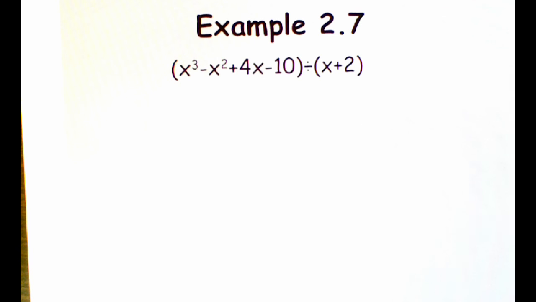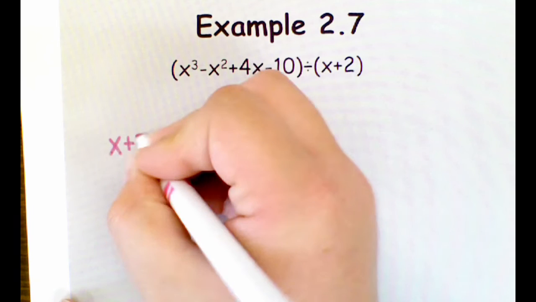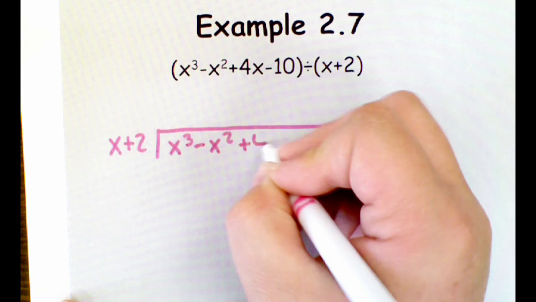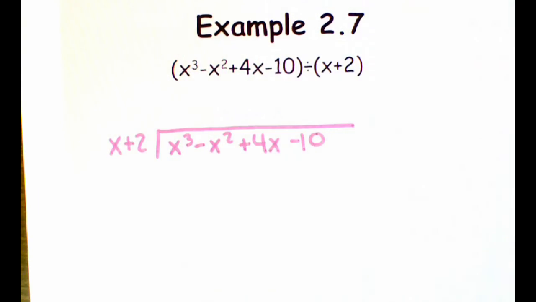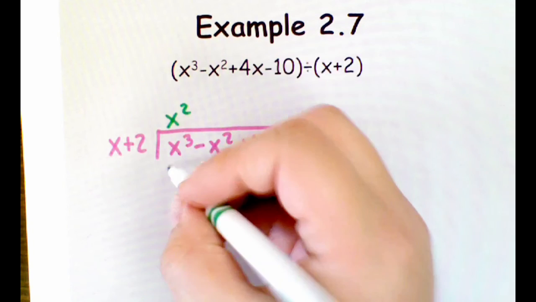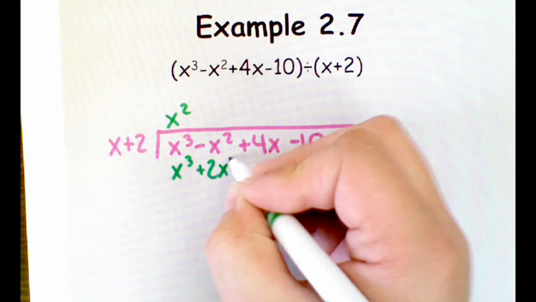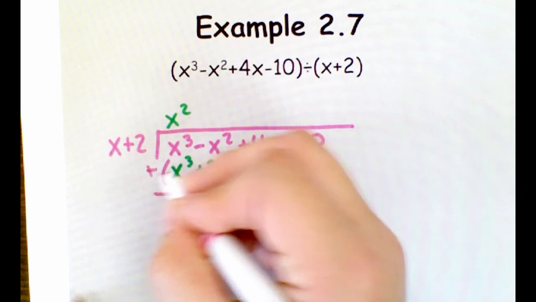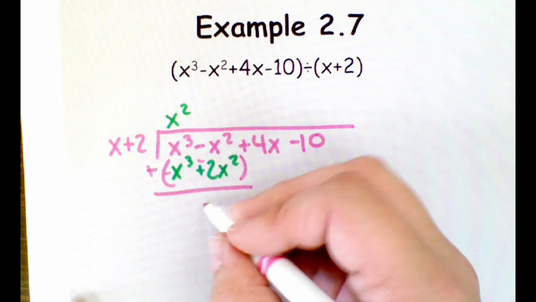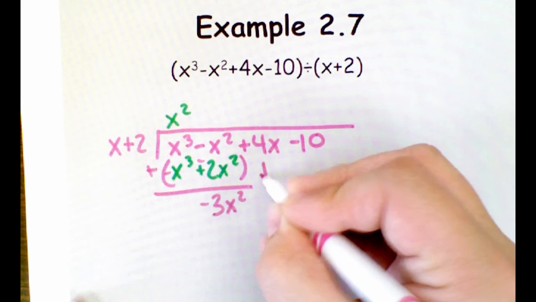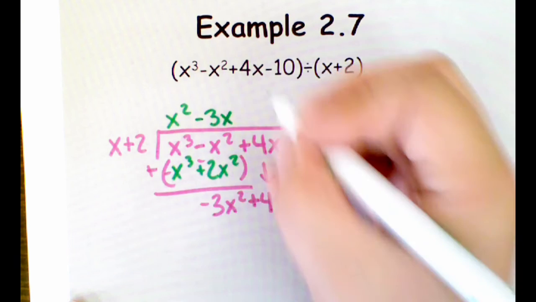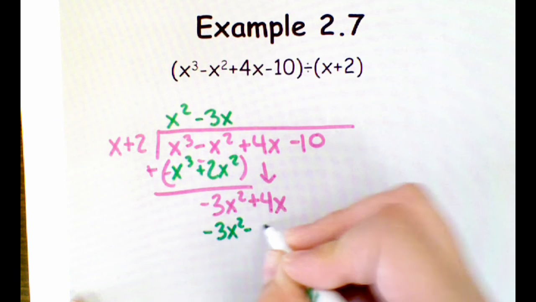All right, next one. Put the x plus 2 out front. Put my dividend inside. And we begin our division. I have an x squared, making it x cubed plus 2x squared. I subtract, change my signs, making it a 0 minus 3x squared. Bring down the next term. Well, x times negative 3x. So I have negative 3x squared minus 6x.